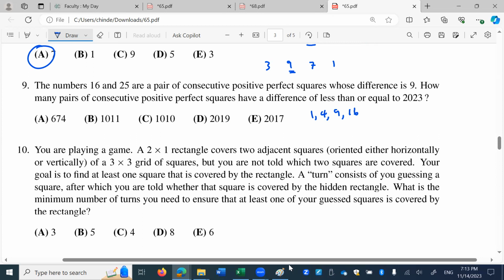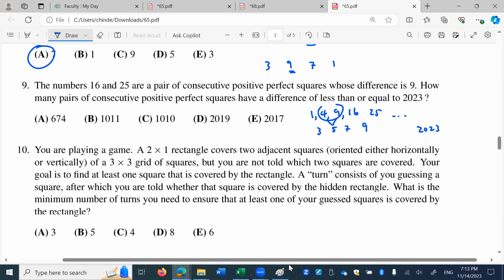Like every pair of consecutive positive perfect squares, it has an odd difference. And in fact, has a unique odd number, right? So the difference 1 plus 3 is 4, 4 plus 5 is 9, 9 plus 7 is 16, 16 plus 9 is 25, and so on. And so each odd number between 3 and 2023 is associated with a pair of consecutive positive perfect squares.